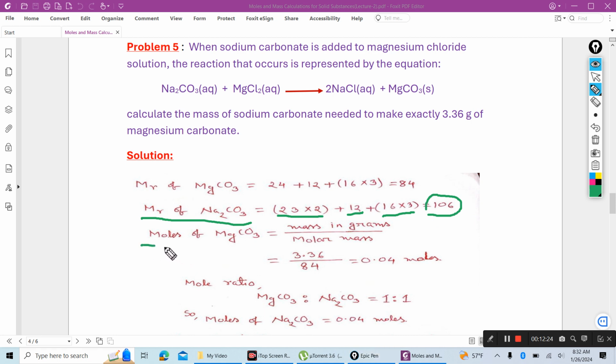So moles of magnesium carbonate, mass of magnesium carbonate, this is given, divided by molar mass or molecular mass. 3.36 is given here. Molar mass of magnesium carbonate I calculate here, 84. So we get 0.04 moles of magnesium carbonate.